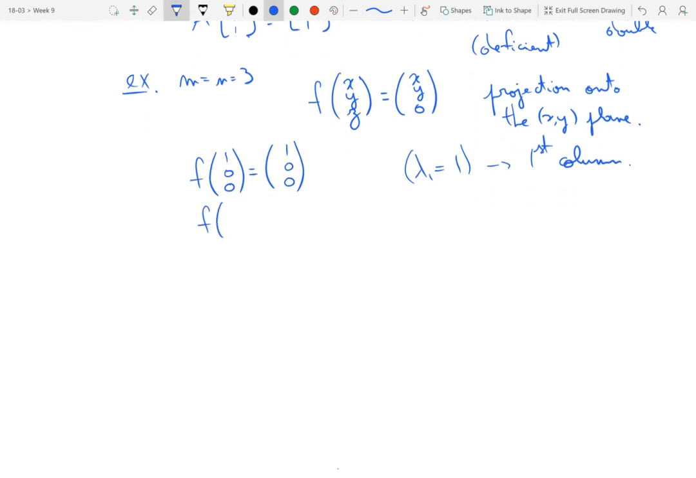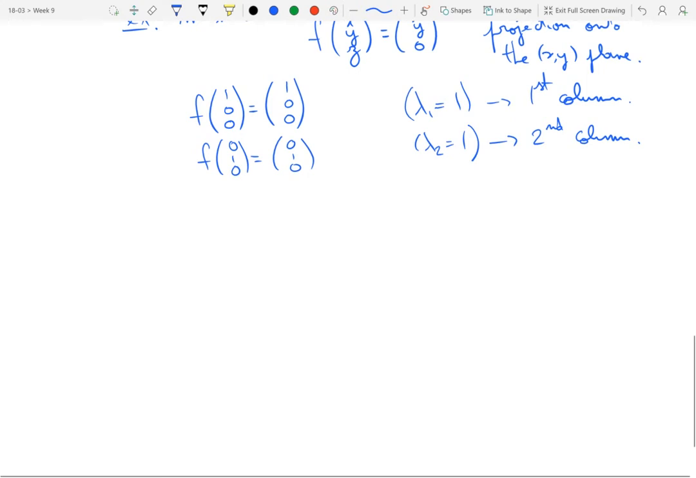And then if we apply f to the vector 0, 1, 0, then that is also unchanged because it belongs to the xy plane. So we're in presence again of an eigenvalue equal to 1. So that's going to be a double eigenvalue, but this time you do have 2 eigenvectors for it. So that is not a deficient case. It is a regular case where you have an eigenspace of dimension 2 here, the xy plane.